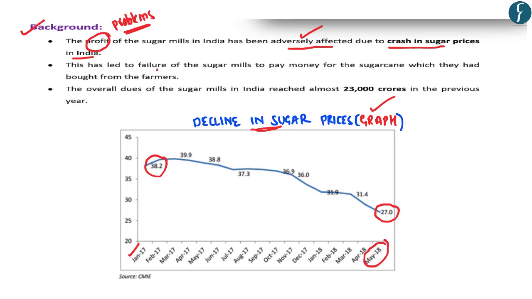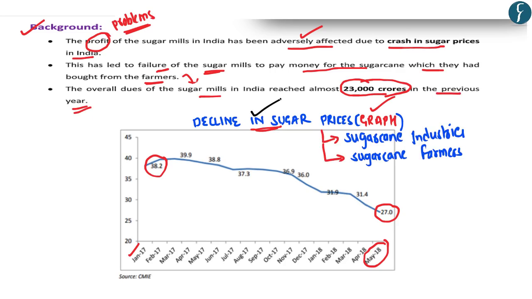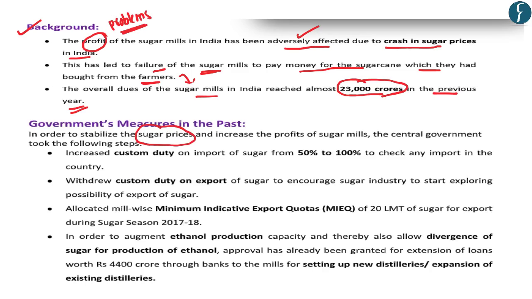Now, because of the lower profits, the sugar mills in India have failed to pay money for the sugarcane which they had purchased from the sugarcane farmers, wherein the overall dues of the sugar mills in India reached almost 23,000 crores in the previous financial year. Thus, this decline in the sugar prices has adversely affected the sugarcane industries as well as the sugarcane farmers in India. So, in order to stabilize the sugar prices and to increase the profits of the sugar mills, the government had taken certain measures in the past. Let us discuss these measures one by one.